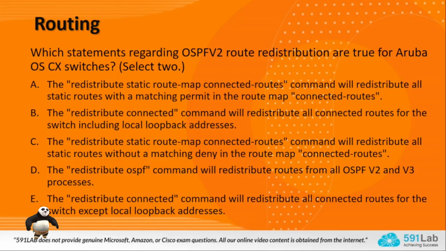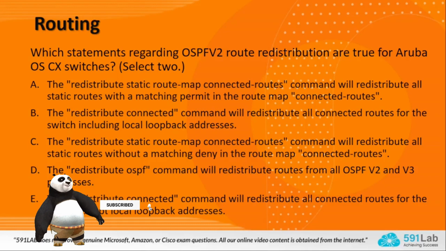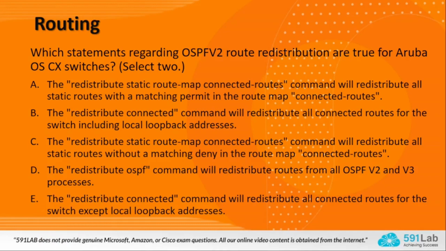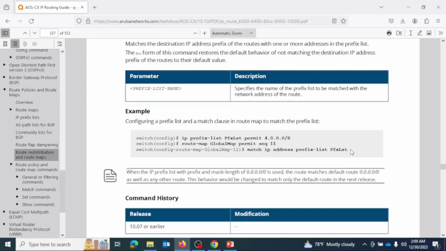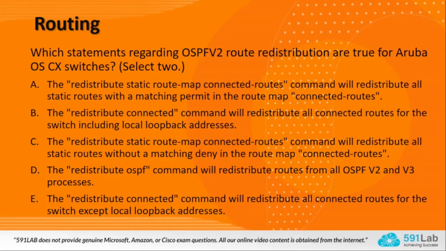Option A, the redistribute static route-map connected-routes command will redistribute all static routes with a matching permit in the route map connected-routes. This command shows redistribution of the static routes with a route map called connected-routes. The route map could be like this to match a route that needs to be redistributed. So this option looks correct.